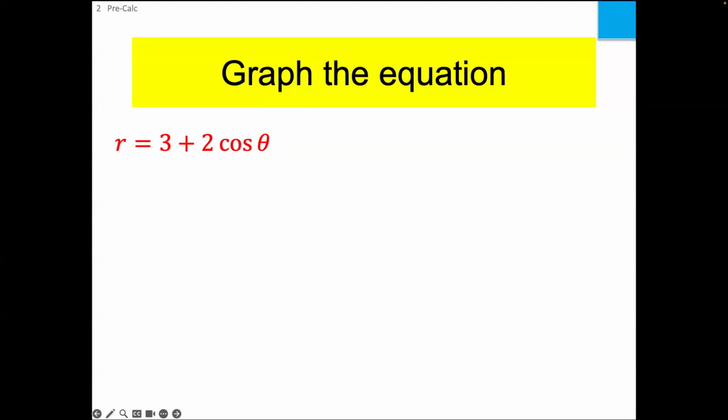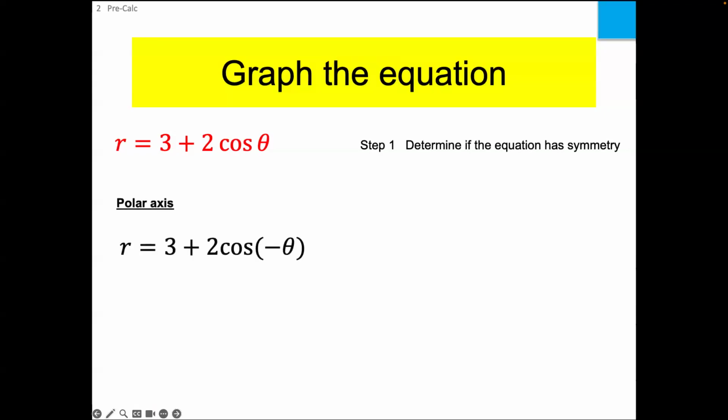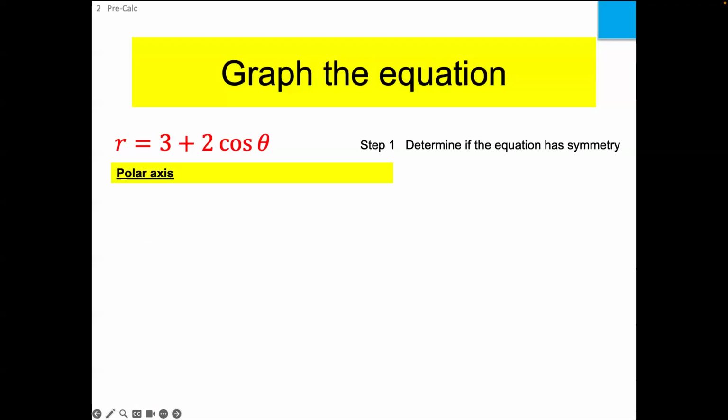Test for symmetry. It doesn't matter which test you do first, but I always go in the order I gave them to you. So I replace theta with negative theta, right? So I'm testing for polar axis. This is an even function. What happens to the negative? It goes away. So since it's an even function, red equals red, and this one has polar axis symmetry, or x-axis symmetry.